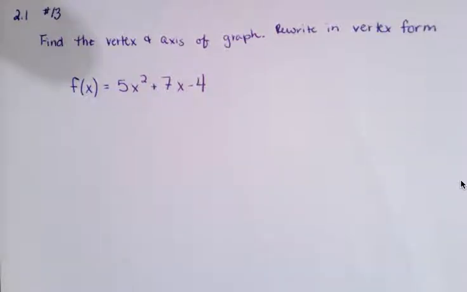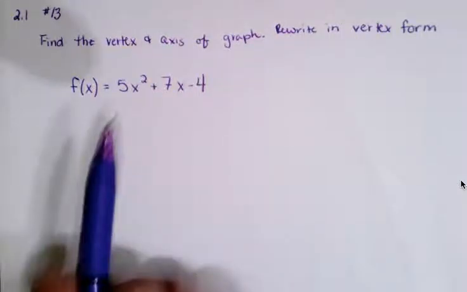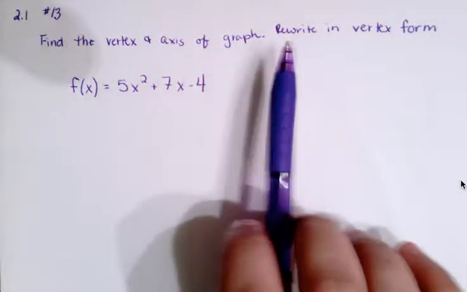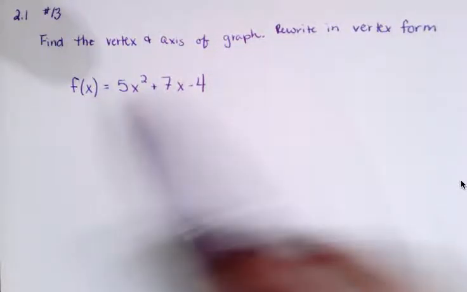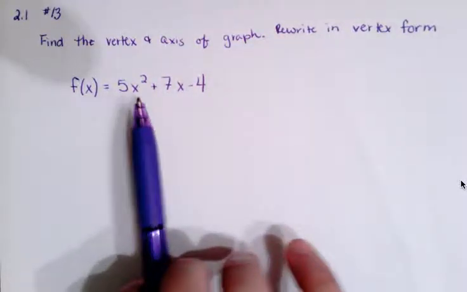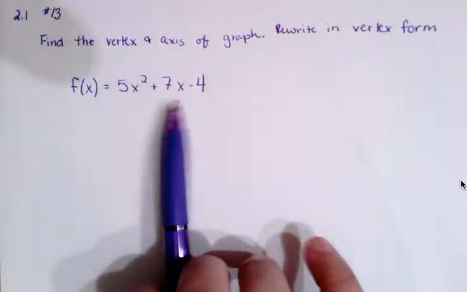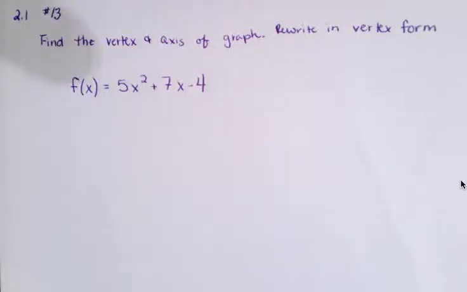All right, so I had a request to do number 13 from the online homework from section 2.1. The question asks, find the vertex and axis of the graph, then rewrite in vertex form. We're given the equation f of x is equal to 5x squared plus 7x minus 4. Now there's a bunch of different ways you can do this, but we only got to one way in class today. So I'm only going to show you that way, and then tomorrow in class I'll show you another way.